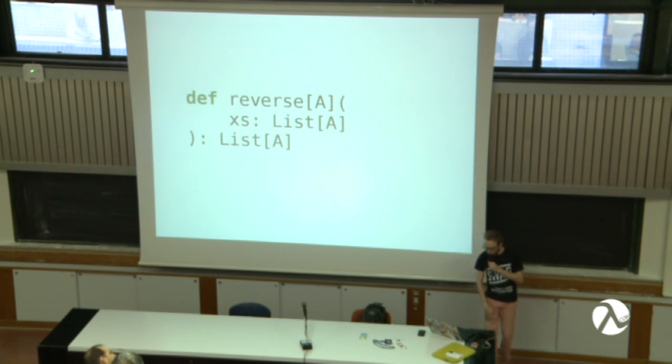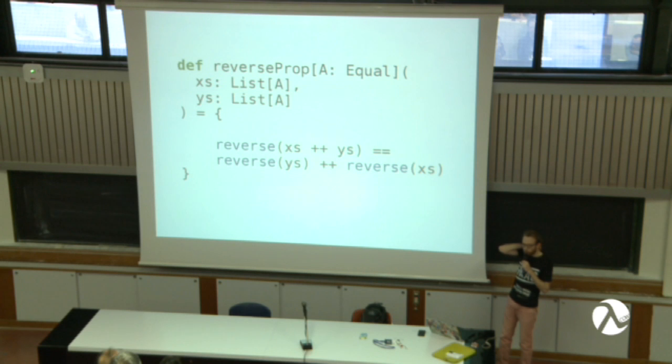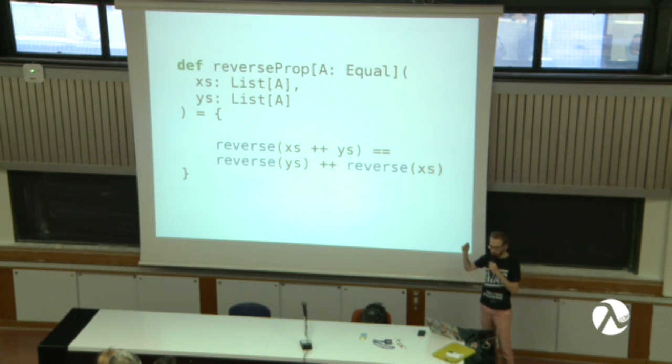Let's go back to our reverse function. By the types, we know the properties, and we can write a function which takes two arbitrary lists and just checks that if we reverse the concatenation of these two lists, it's the same as reversing the second list, then concatenating it with a reverse of the first list.